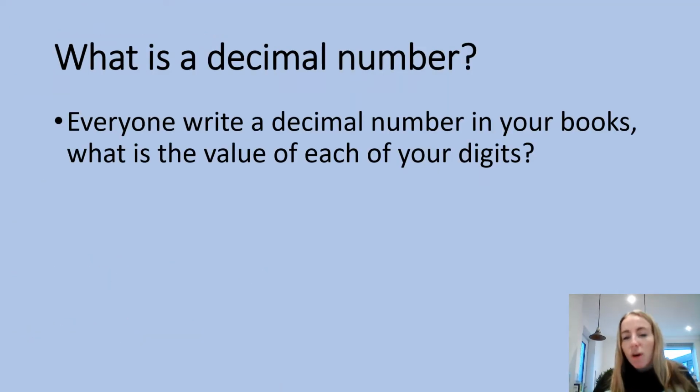So firstly, what is a decimal number? A decimal number is of course a number that has a decimal point in it. And we use decimal numbers to show parts of a whole, so it's between two whole numbers.